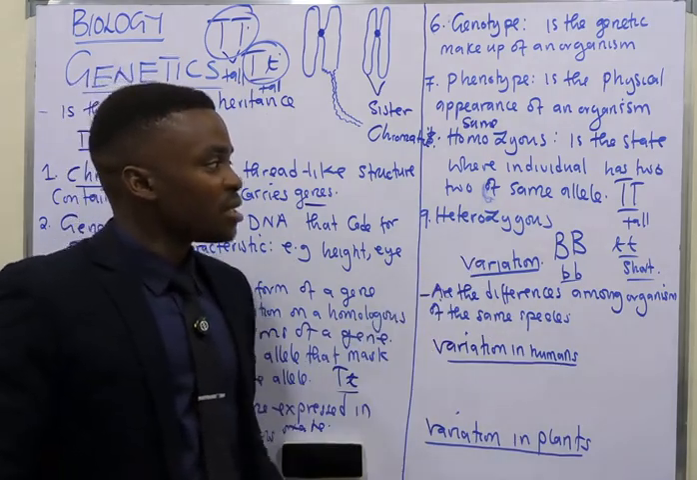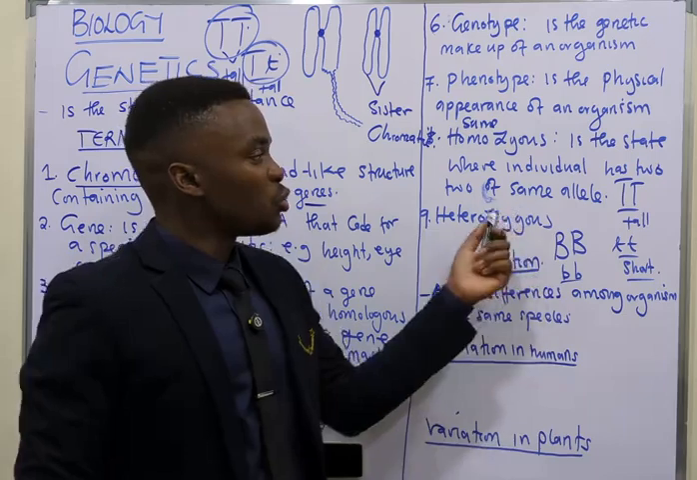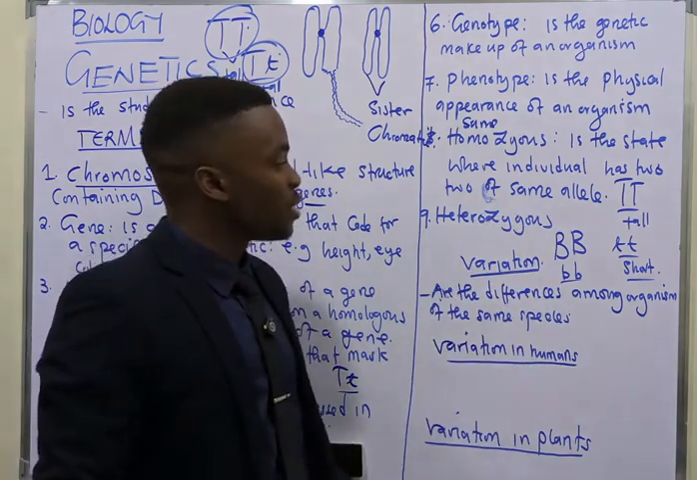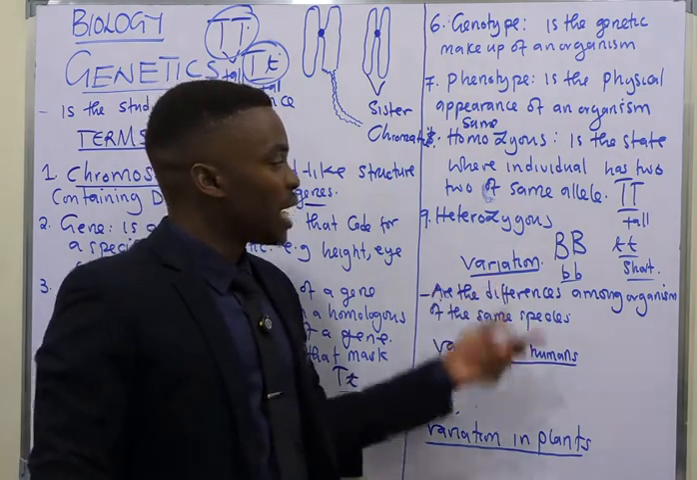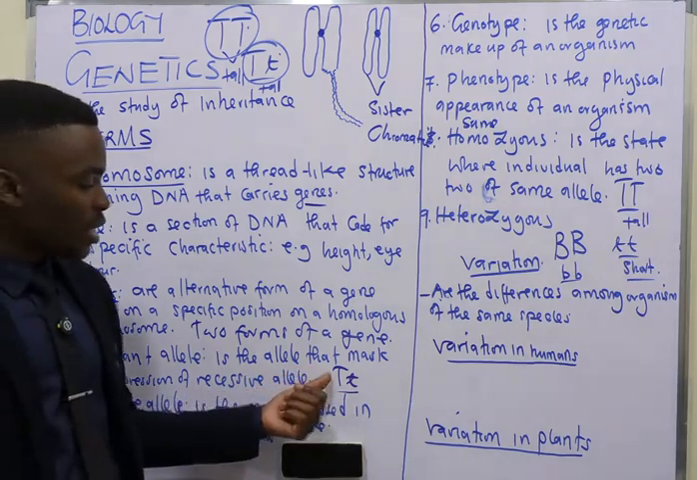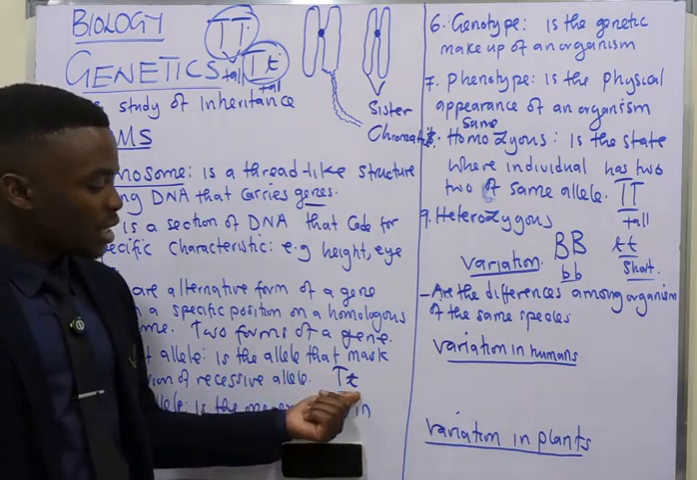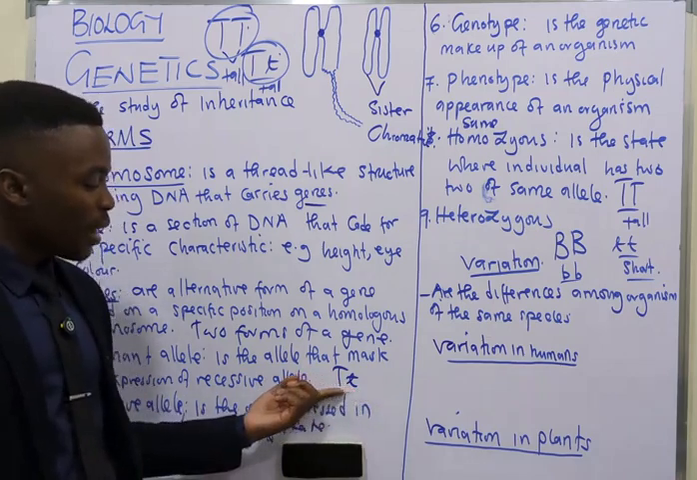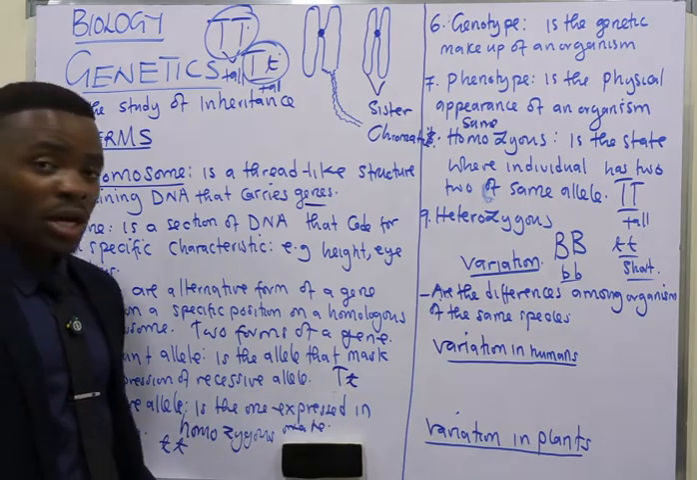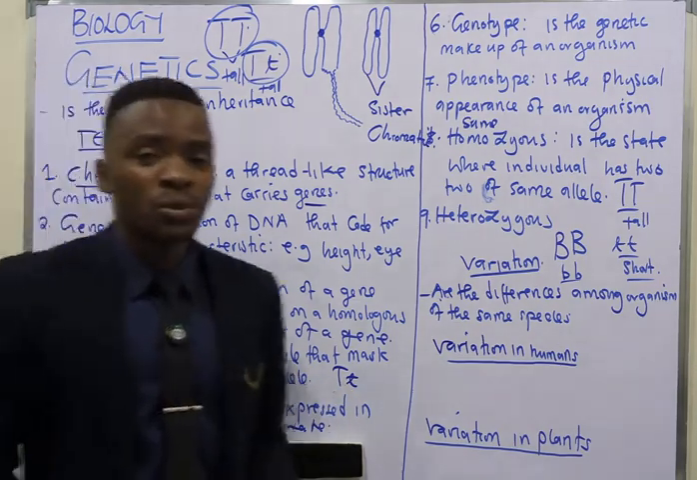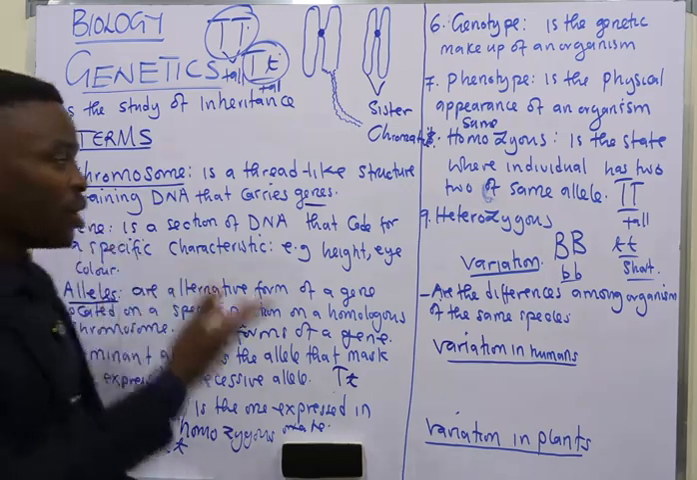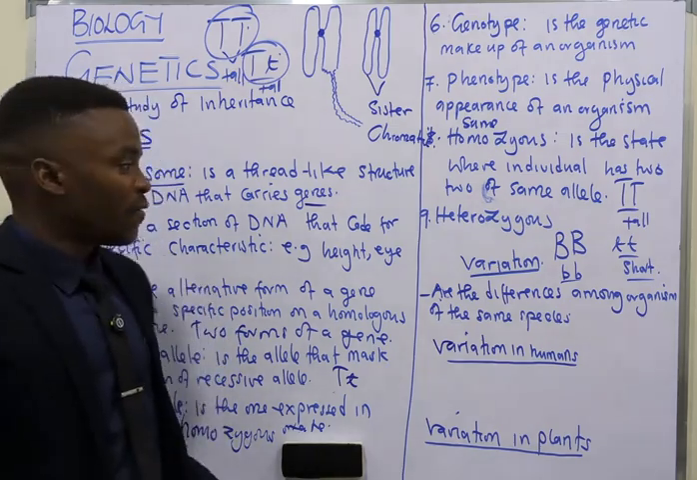Then heterozygous, an individual having two different alleles. So having two different alleles is what you call heterozygous. For example, with the height here you can see, there's capital letter T and small letter t. So long as they are not the same, that is what we call heterozygous. I guess we've gotten it up to this point. Okay, so these terms that we looked at are very important as you prepare for your exams.